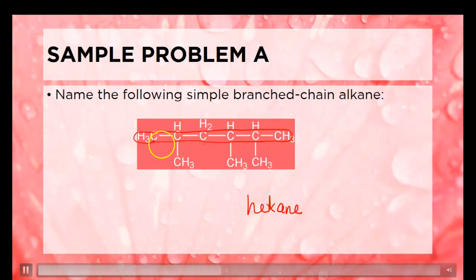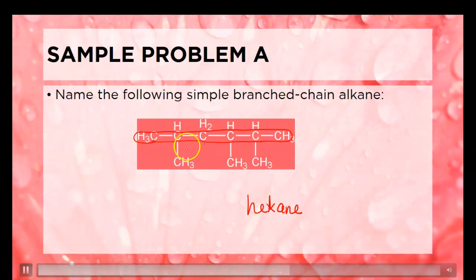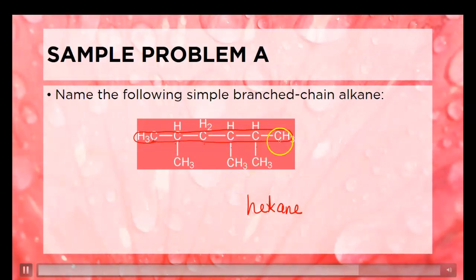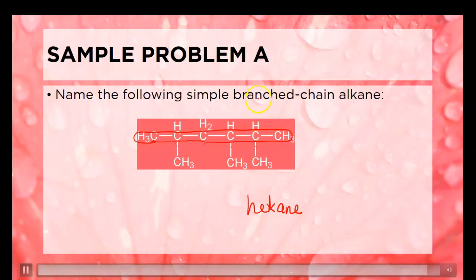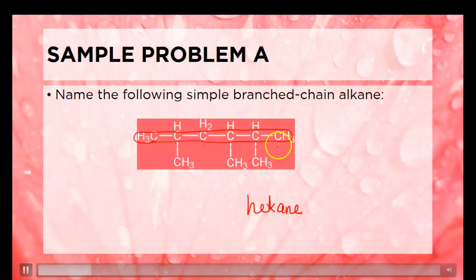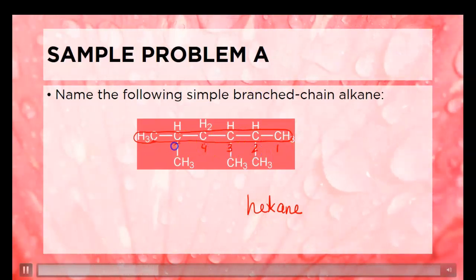I notice I have, how do I number it? So I could go left to right, and that would mean I have a 2, a 4, and a 5. Or I could go right to left, and I have a 2, a 3, and a 5. I'm going to go right to left because it's slightly better numbers. So 1, 2, 3, 4, 5, 6 is how I'll number my carbons.